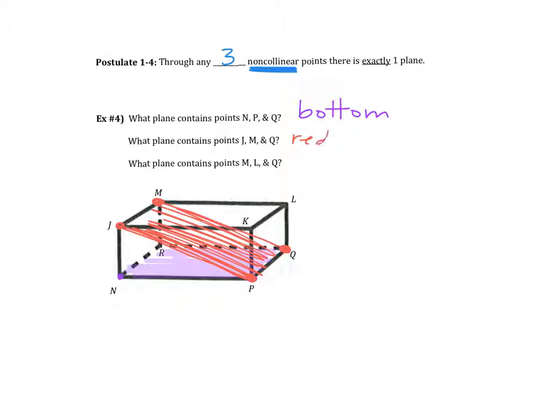So I'm just going to write the red one here. And then what plane contains points M, L, and Q? So here's M, here's L, here's Q. Which plane is that going to be? That's your back plane. Notice whenever there's dotted lines, like I said before, those are ones you're not seeing. So that's how we know that's the back and not the front, okay?